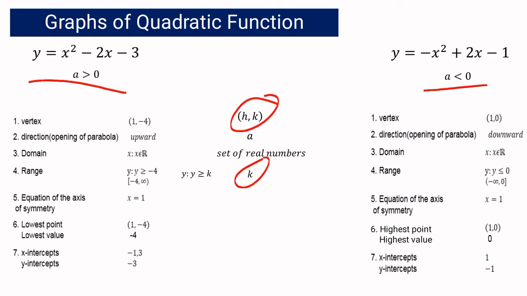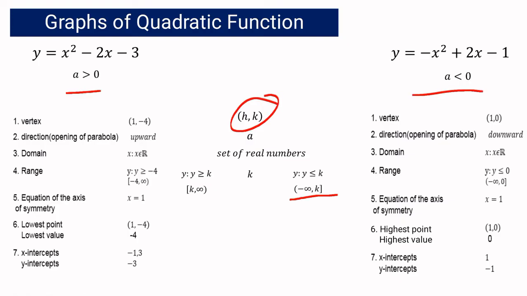And if a is less than 0, since it opens downward, the range is from the vertex and all the numbers less than the value of k. So if a is less than 0, it should be y such that y is less than or equal to k. Or in interval notation, if a is greater than 0, it is from k going to positive infinity. And if it is less than 0, the range in interval notation is from negative infinity up to the value of k.